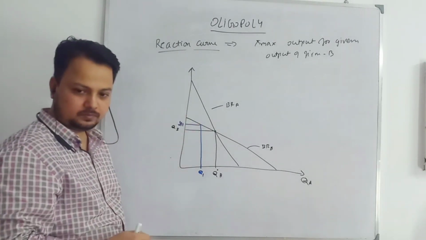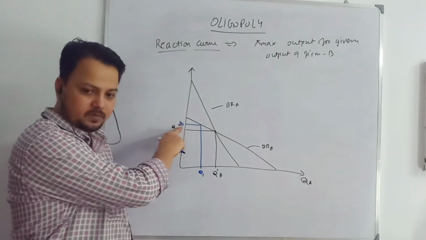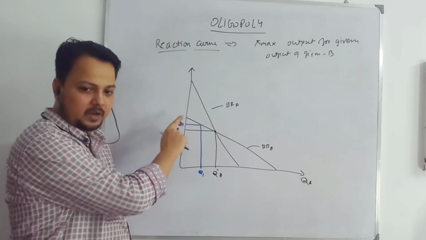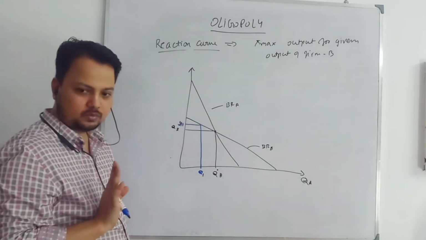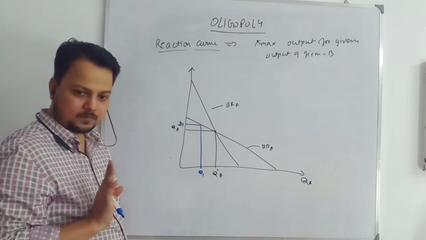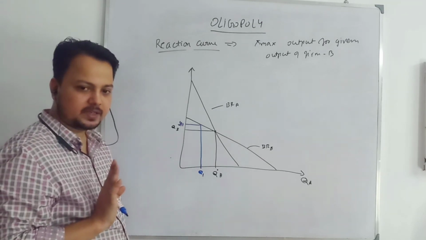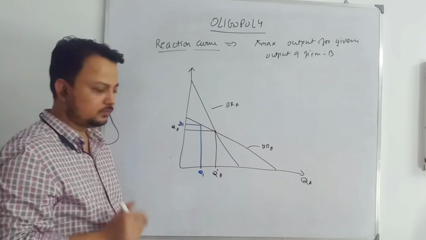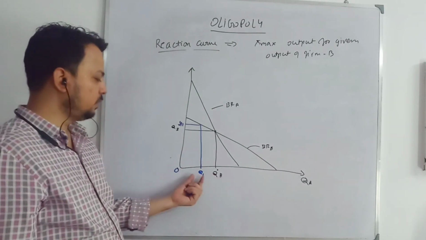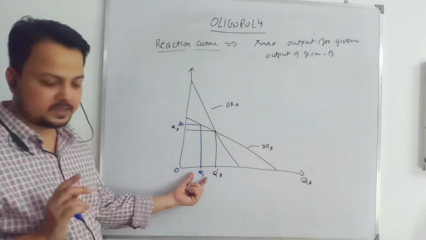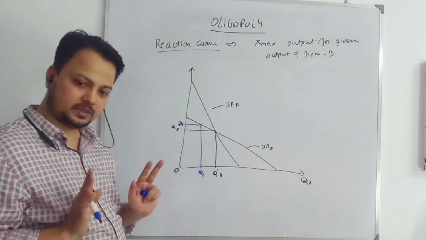Then in the next period, what will firm A do? Firm A will take this output as given and produce its profit maximizing output according to its reaction curve. Are you getting what I am saying? What I am saying is that suppose firm A is not producing this output, it is producing less output. We are not in equilibrium. A stable equilibrium means that if there is a deviation from this equilibrium, we will come back to this equilibrium. That is what it means.